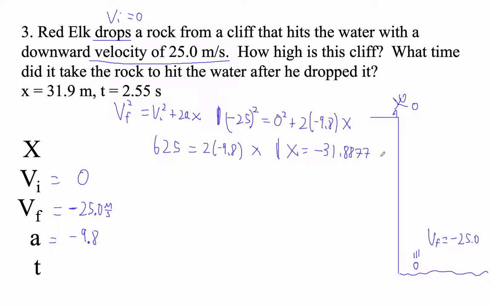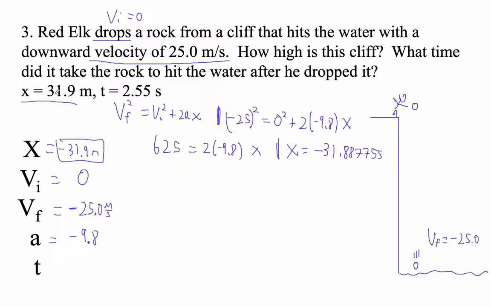31.8877. Ooh, this is a cool number. Does it just keep going? Okay, all right, wait, sorry. Okay, so there's our how high is the cliff, right? Well, the displacement from the top to the bottom is negative 31.9 meters roughly, right?